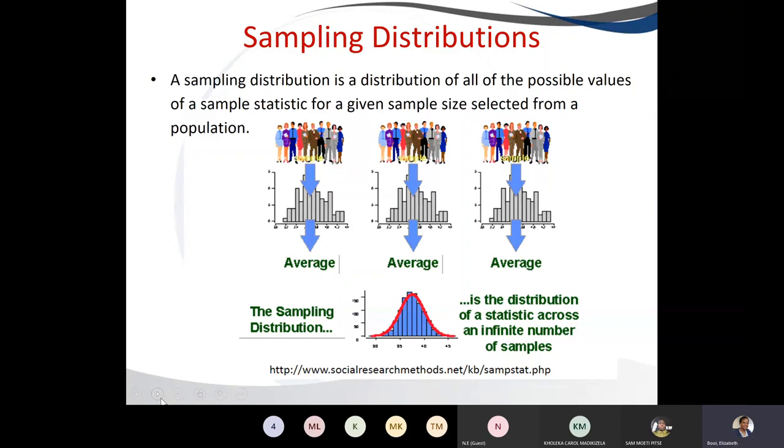In normal distribution, we only used one population and we selected one sample. In sampling distribution, we use one population and we select multiple samples from that population. And then we use the average of all the means of those samples. That is taking your sample values and transforming them into becoming normally distributed, and we call that a sampling distribution. Okay.